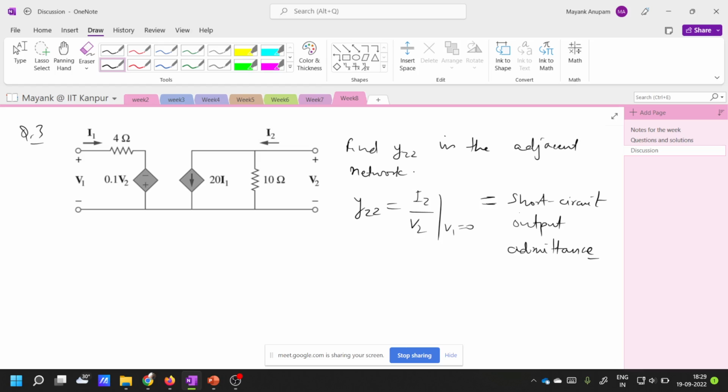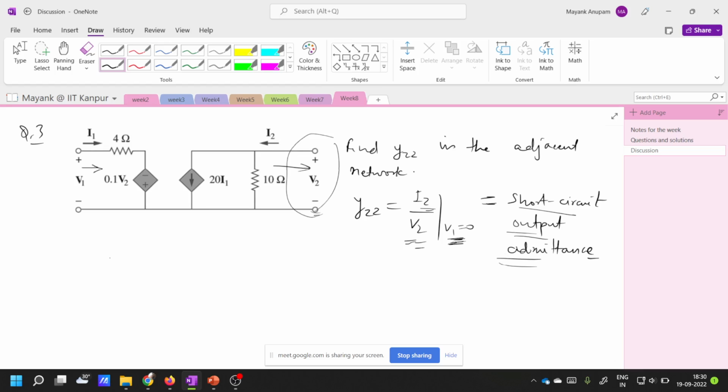Again, the terminology you should understand. Short circuit because you are short circuiting the port 1 voltage. And output admittance because this admittance is the ratio of output current to output voltage. Generally you follow this convention that your input signal comes from the left and output is towards the right. Since the output here is V2, and you are taking the ratio of I2 by V2, which is admittance, you call this the output admittance.